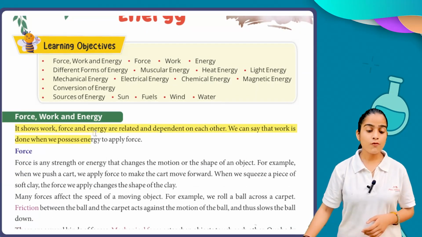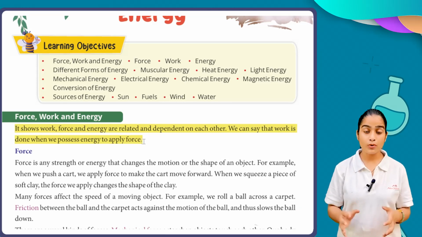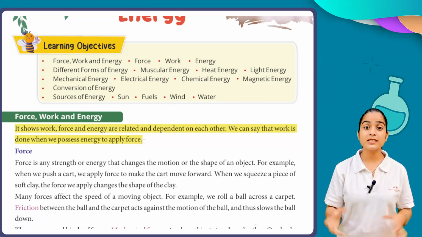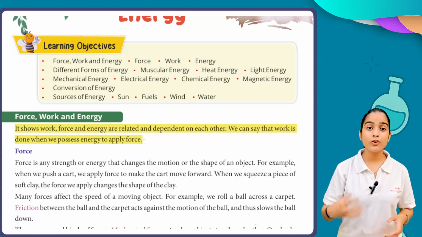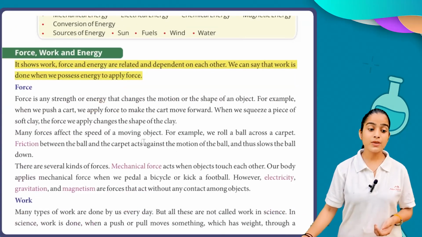Force, work, and energy. It shows work, force, and energy are related and dependent on each other. We can say that work is done when we possess energy to apply force. So what we understand here is that force, energy, and work are interlinked. If we want to do any kind of work, first of all we have to put energy and force on it, then our work proceeds. Next we have force.